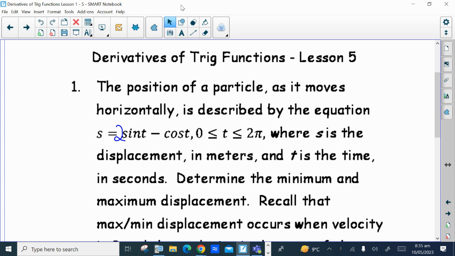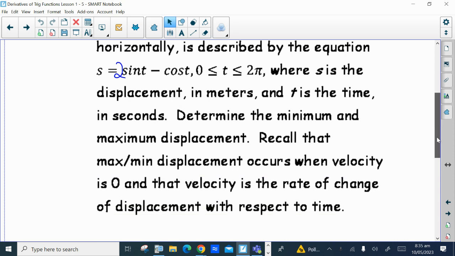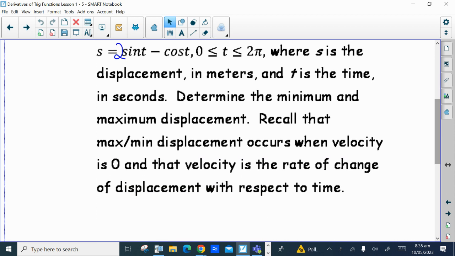S is the displacement in meters, t is the time in seconds. Determine the minimum and maximum displacement. So recall that the min and max displacement occurs when the velocity is 0. And the velocity is the rate of change of displacement with respect to time, so it is the derivative of s, the position function.